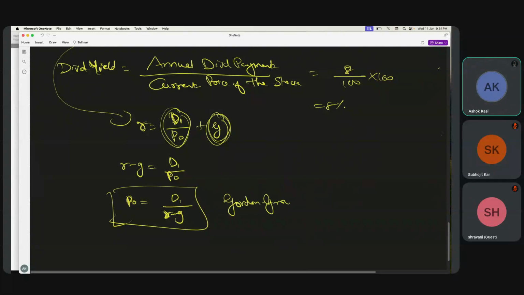We should use the Gordon growth model only when growth is happening consistently at a certain rate, and also our required return should be greater than G. And G should be consistent.